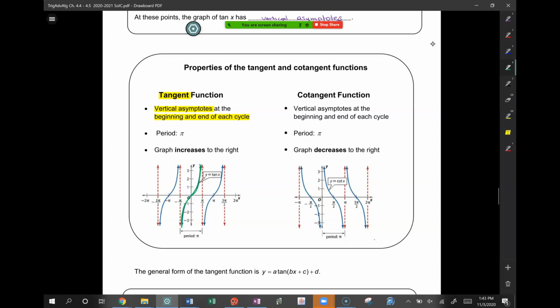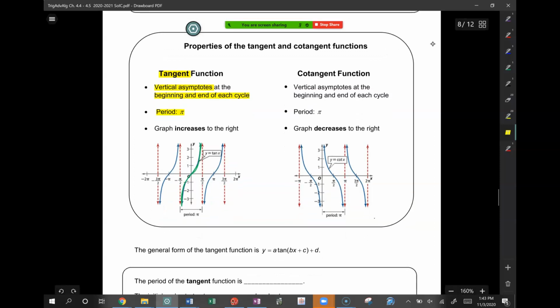All right. The period of the tangent is pi. Remember, for the sine and cosine, it was 2 pi. For the tangent, it's only pi. And what's also important is that the graph increases to the right. So if you look at that one branch of the tangent function, it goes up on the right and down on the left. So that's what you need to know.